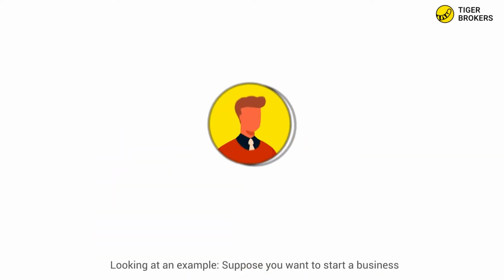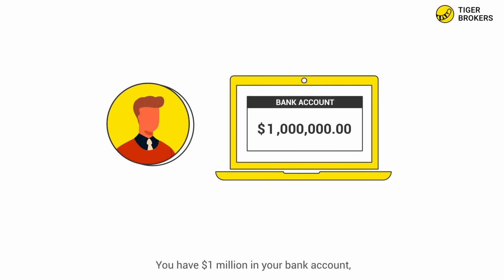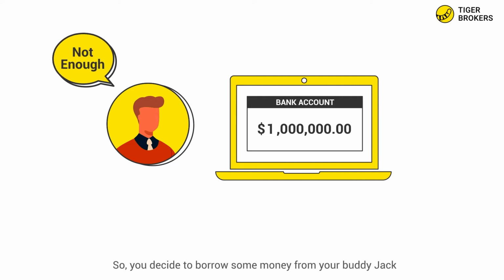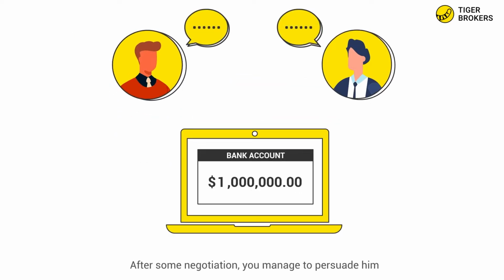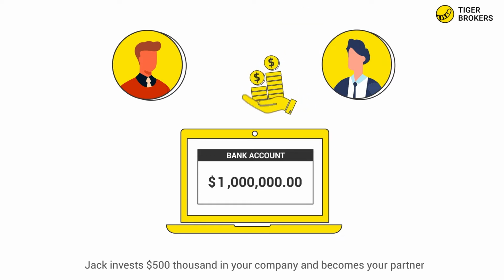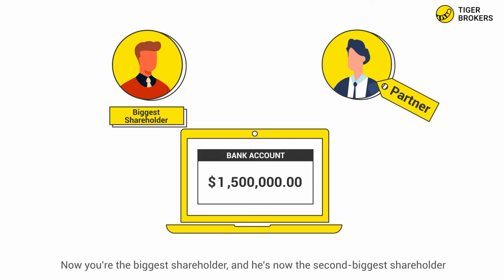Looking at an example, suppose you want to start a business. You have $1 million in your bank account, but you realize that won't be enough to grow your business in the future, so you decide to borrow some money from your buddy Jack. After some negotiation, you manage to persuade him. Jack invests $500,000 in your company and becomes your partner. Now you are the biggest shareholder, and he's now the second biggest shareholder.